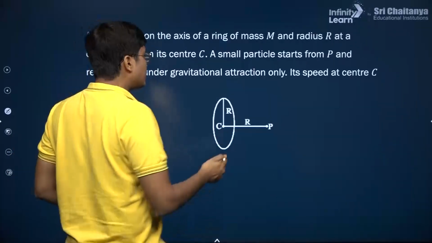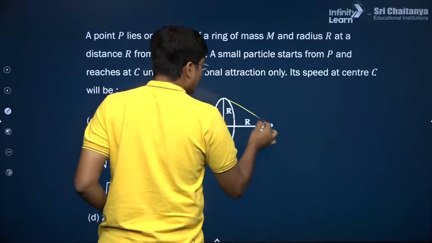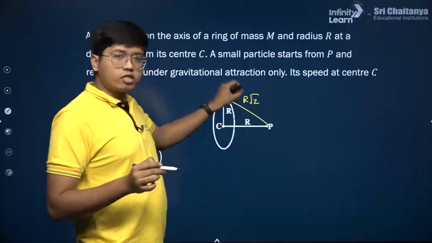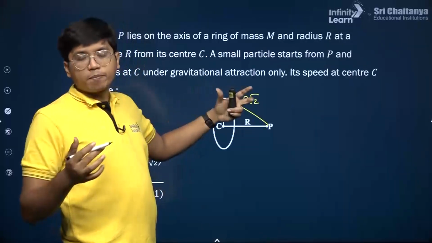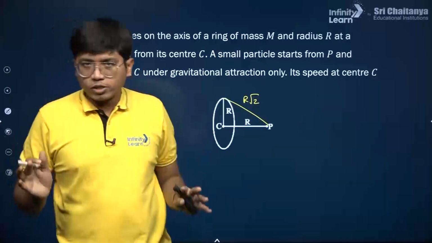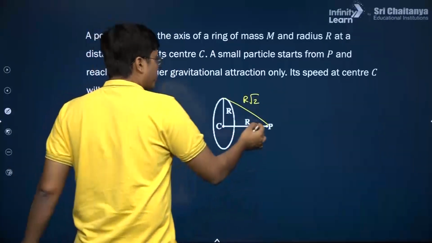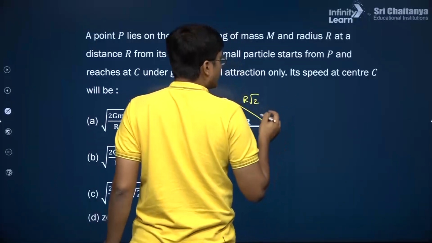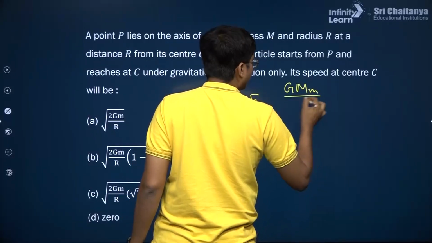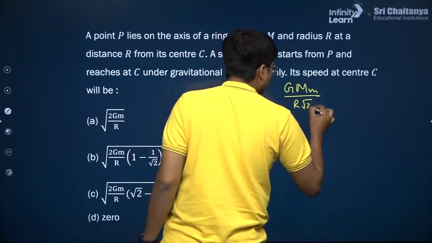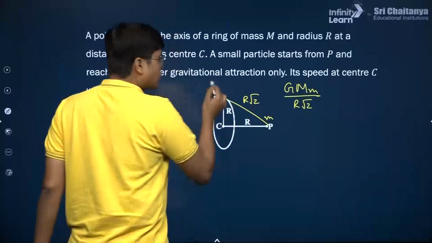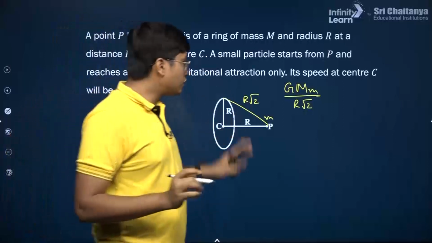What is the potential energy at this point? The distance is R root 2. Because it's a uniformly distributed mass, and since we're finding potential, we can just add them up. We don't need to worry about vectors, sign, or cos components. Let the mass be small m, then the potential energy at this point is Gmm divided by R root 2. And when you bring it to the center, the distance becomes just R. That is the only change.